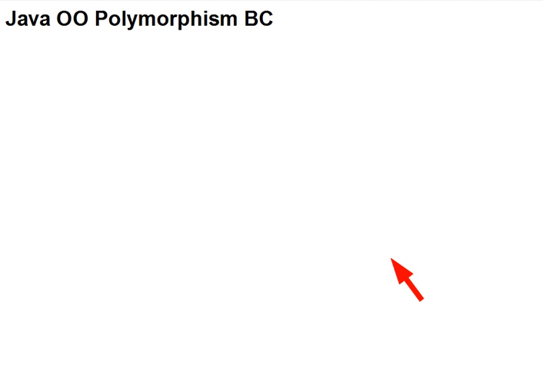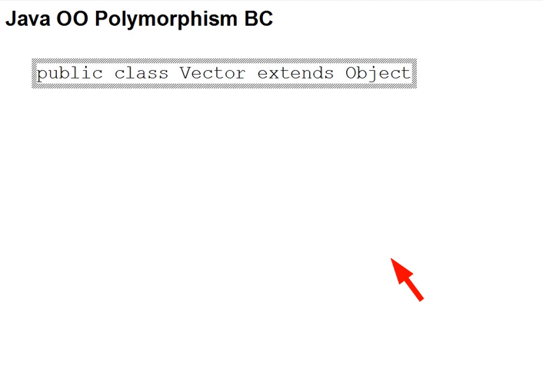If you don't specify an extends declaration, then Java supplies one for you, specifically deriving from the library class object. Technically, that's java.lang.Object. So we should effectively read the first line of vector like this. You could even declare it that way directly if you like, but it's redundant to do so. The extends Object is automatic.